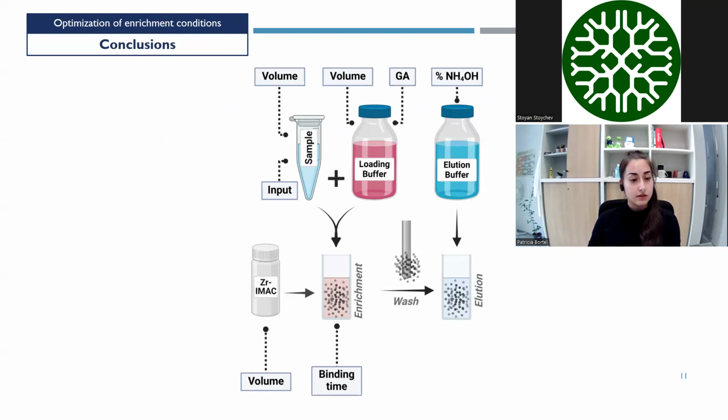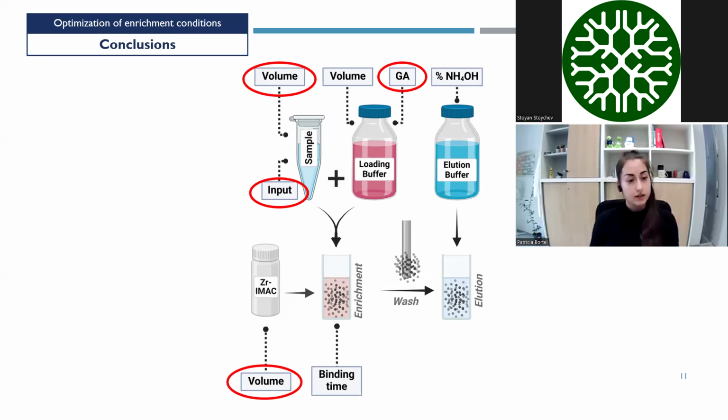So to sum up our findings, we can say that mainly the sample volume, the sample input, as well as the proportion of glycolic acid in the loading buffer and the volume of the beads play a significant role on the enriched phosphopeptide species, whereas the binding time as well as the percentage of ammonium hydroxide and the loading buffer volume do not play such a significant role in the enrichment process.